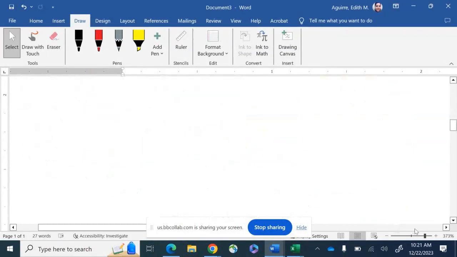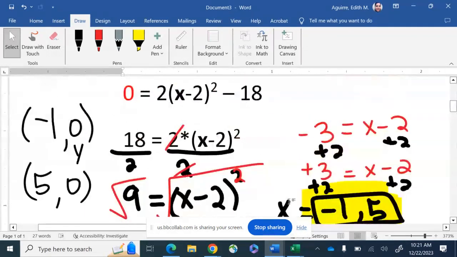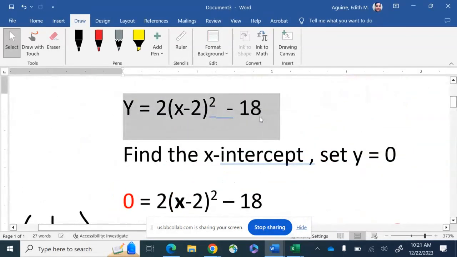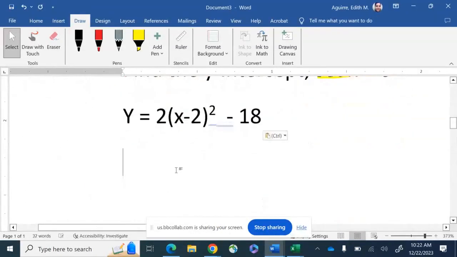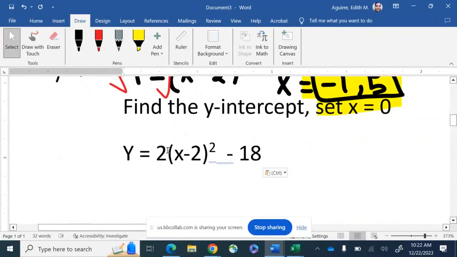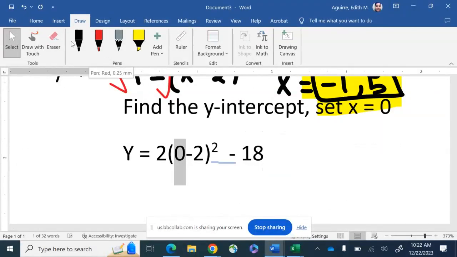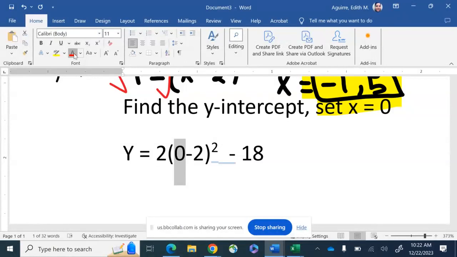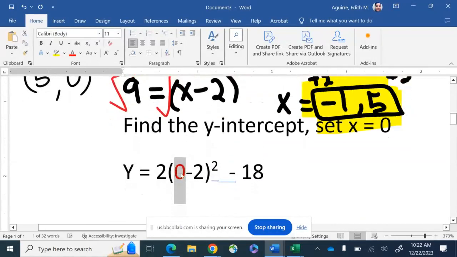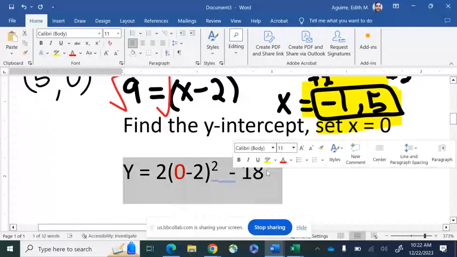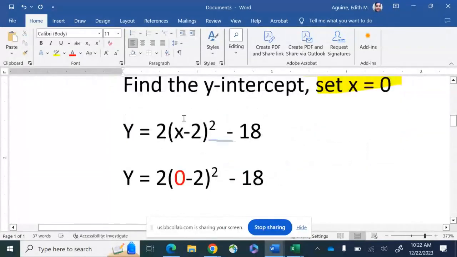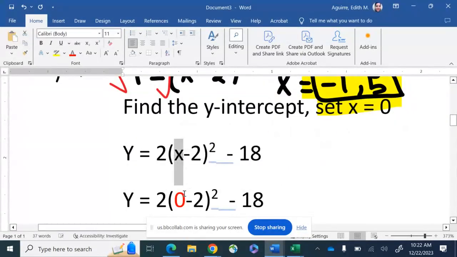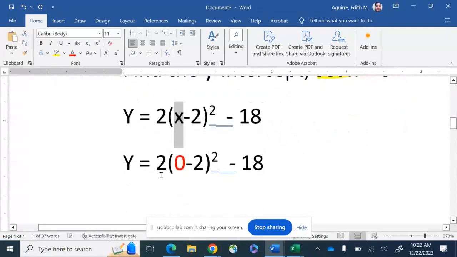Now for the y-intercept, that's a little bit simpler. For the y-intercept, we have to replace the x with 0, and we're going to have to solve for y. So let's go ahead and do that. In the formula, we're going to replace the x with 0, right? Here's the original formula, and replace the x with 0. And now let's solve for y.